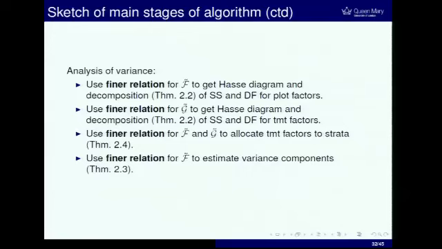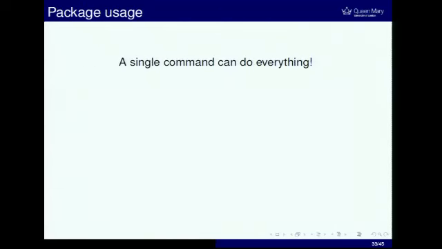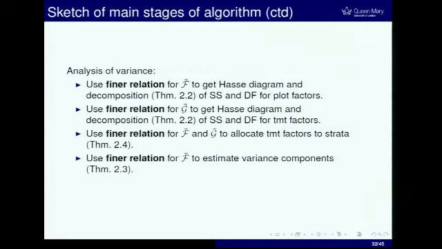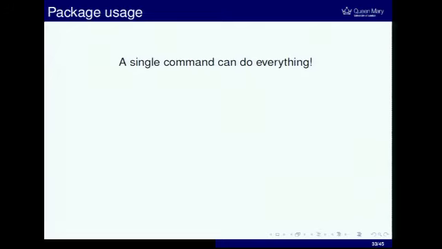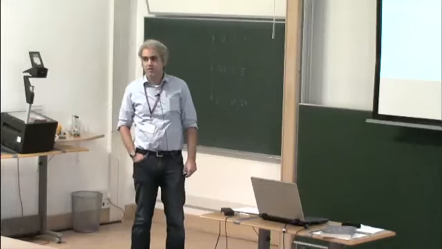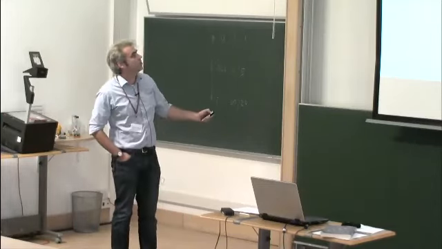So the analysis of variance is then based on using the final relation and the Hasse diagrams, and I print out my results in the form Rosemary does. And here, because user-friendliness is still an aim, I have a single command. So the package provides a single command, automatic ANOVA.